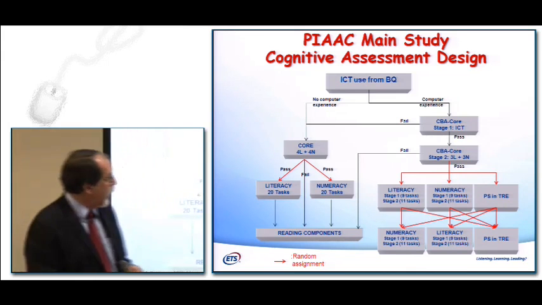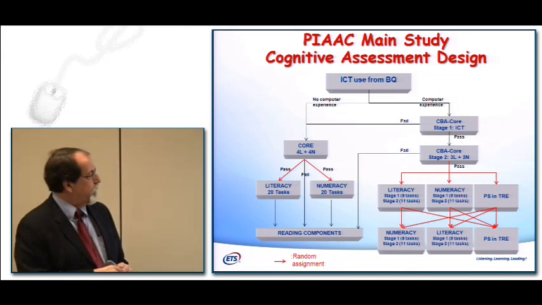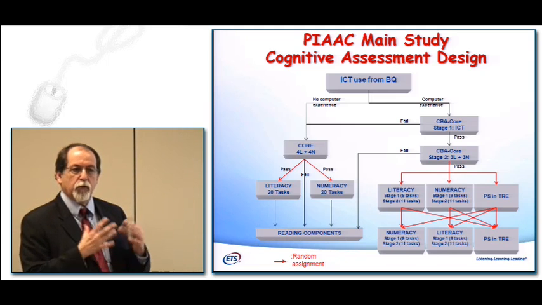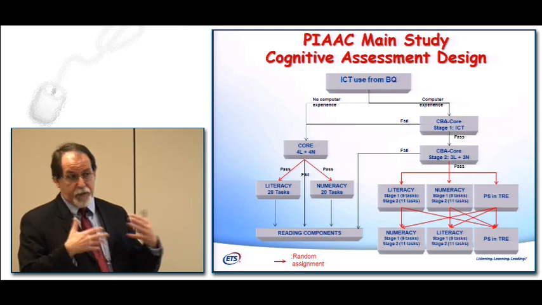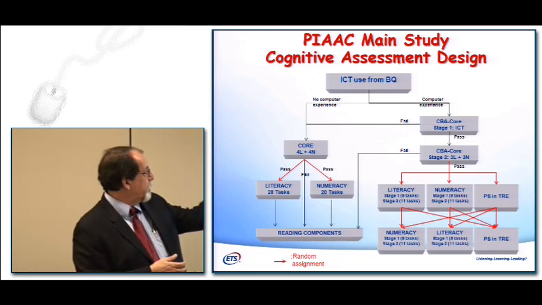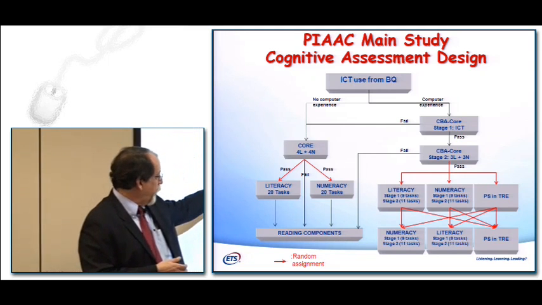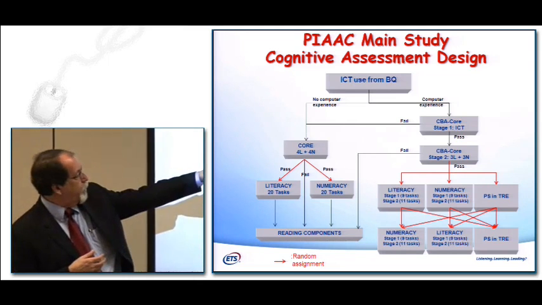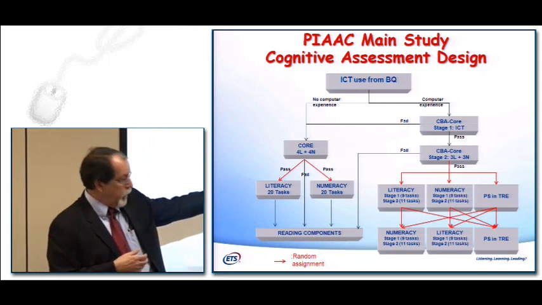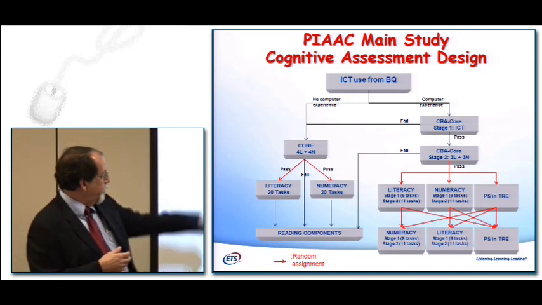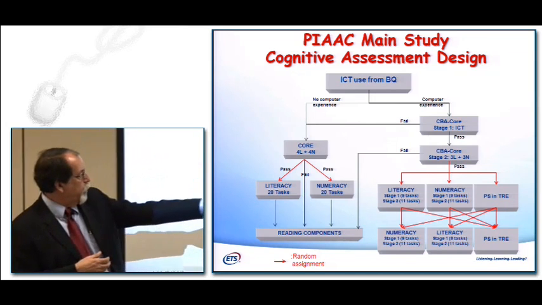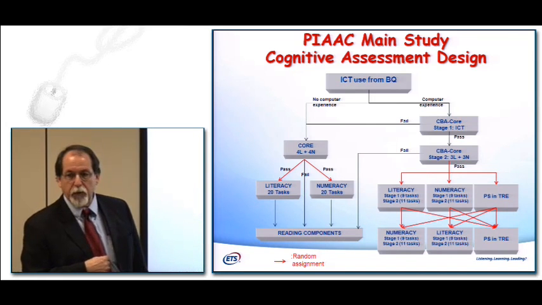If you go over to the right side, you can see that they first had to take what we called a stage 1 ICT core. And then they had to look at simple ICT tasks, the kinds of things they would have to do to respond to the different kinds of items. If they failed that, it would be like they had no experience and they would be over here. If they passed the ICT core, then they would take a core that was equivalent to this, only it was on the computer. If they failed that, just like if they failed here, they'd come over to the components. If they passed that, they would be randomly assigned to either literacy, numeracy, or problem solving.